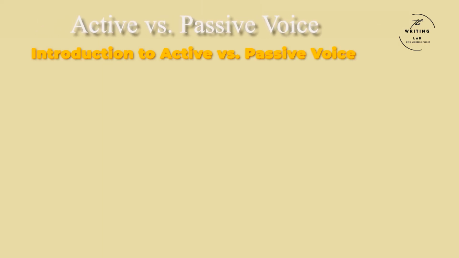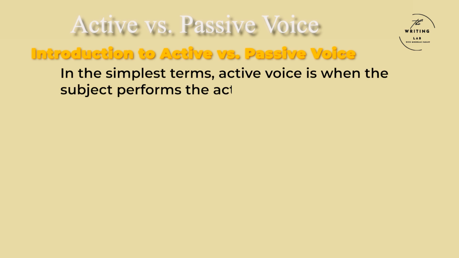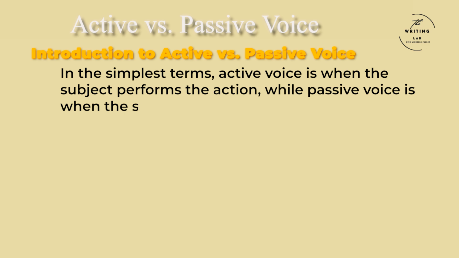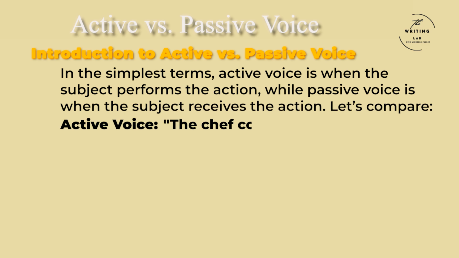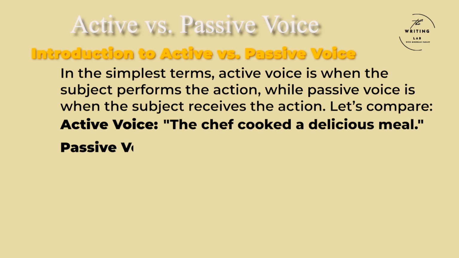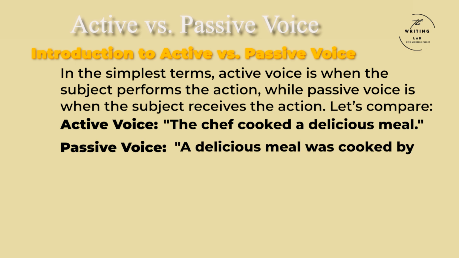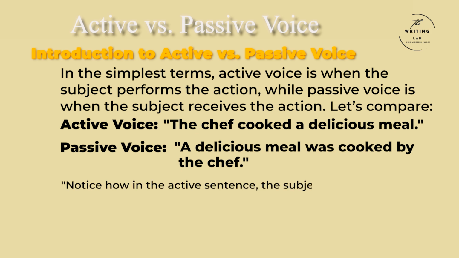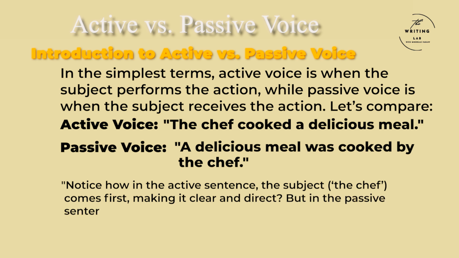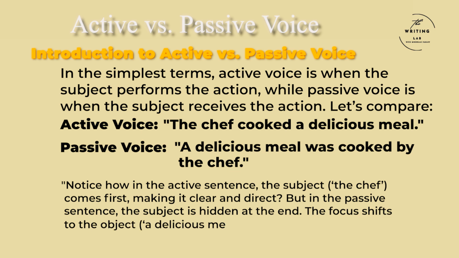Now, let's get started with the basics. In the simplest terms, active voice is when the subject performs the action, while passive voice is when the subject receives the action. Let's compare. Active voice: the chef cooked a delicious meal. Passive voice: a delicious meal was cooked by the chef. Notice how in the active sentence, the subject, the chef, comes first, making it clear and direct. But in the passive sentence, the subject is hidden at the end. The focus shifts to the object, a delicious meal, which makes it feel weaker.